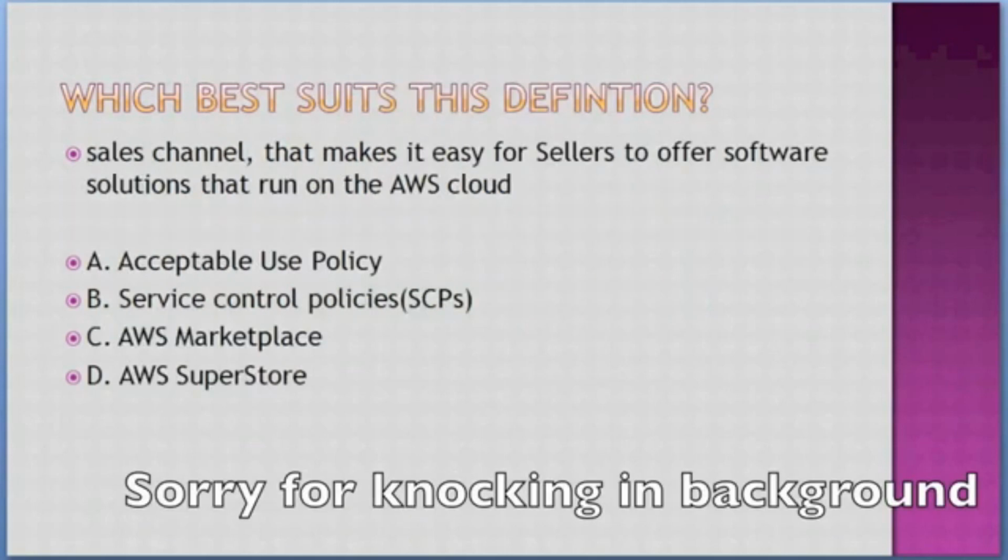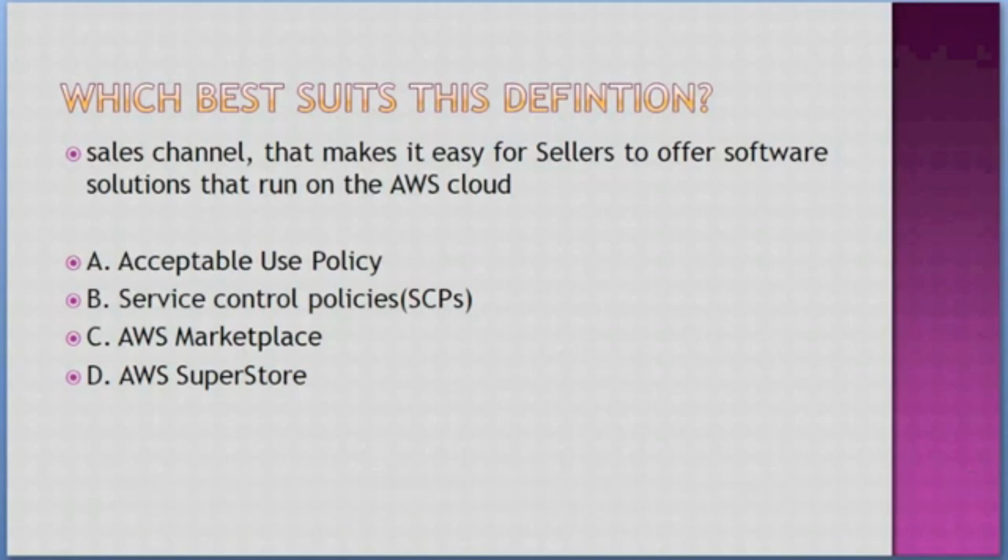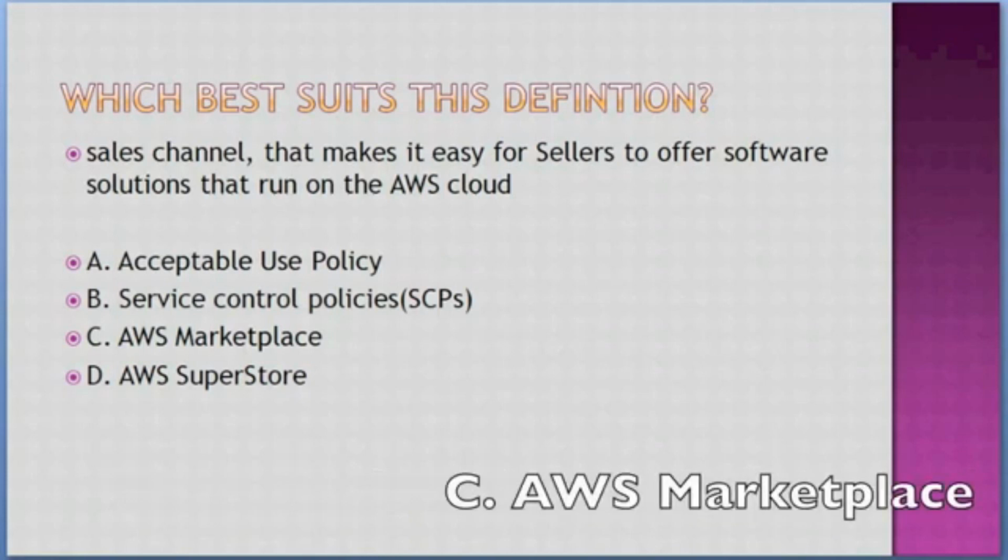Which best suits this definition? Sales channel that makes it easy for sellers to offer software solutions that run on the AWS cloud. A. Acceptable use policy. B. Service control policies, SCPs. C. AWS Marketplace. D. AWS Store. Answer is C. AWS Marketplace.